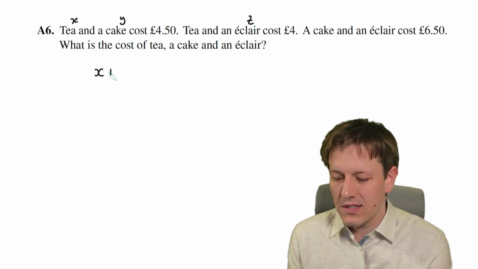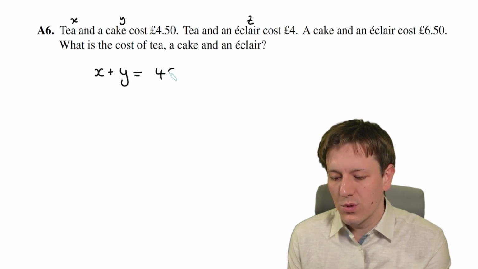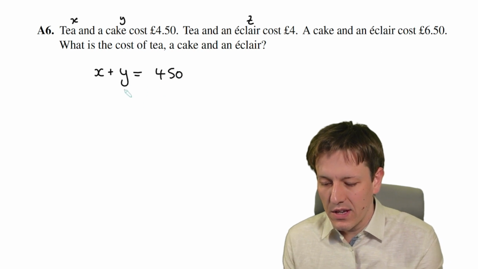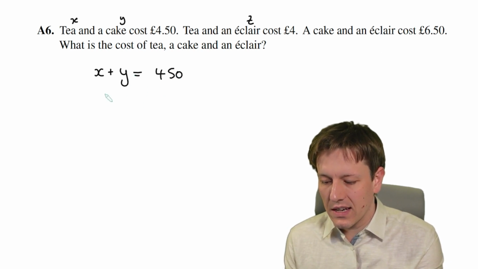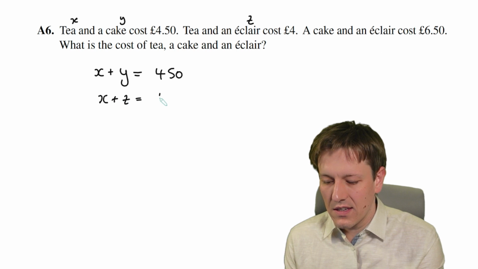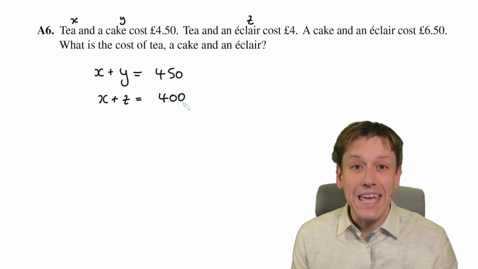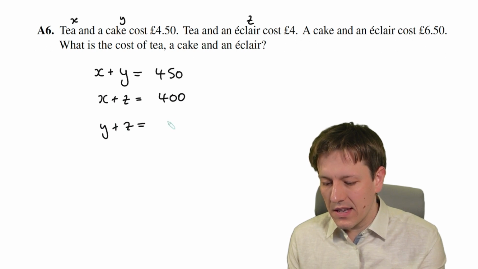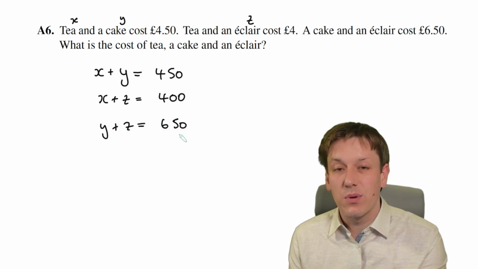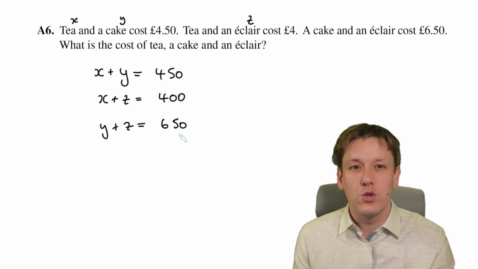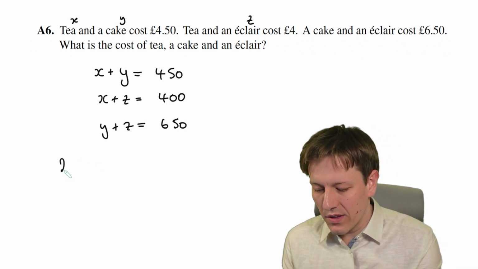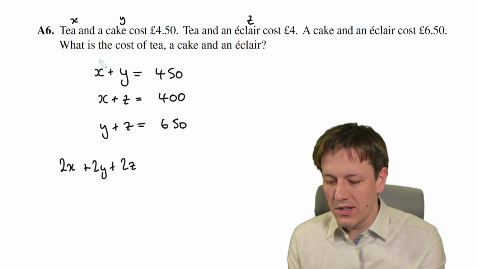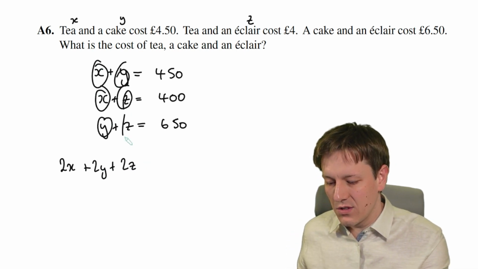So what we've got is x plus y equals 450 if I just work in pence to avoid having decimals flying around. And then I've got tea and an eclair, that's x plus z, is 400 pence. A cake and an eclair then, that's y plus z, and y plus z is 650. And the trick with these sort of symmetric algebra problems is to add everything together. So on the left hand side I've got 2x plus 2y plus 2z, because there are 2 x's here, 2 y's here, and 2 z's here.